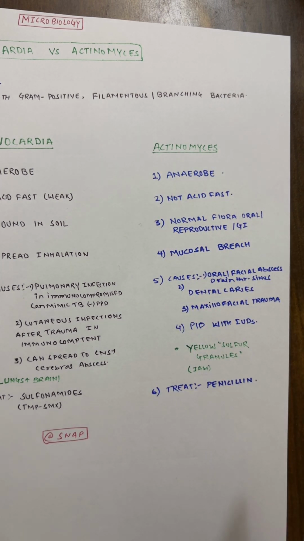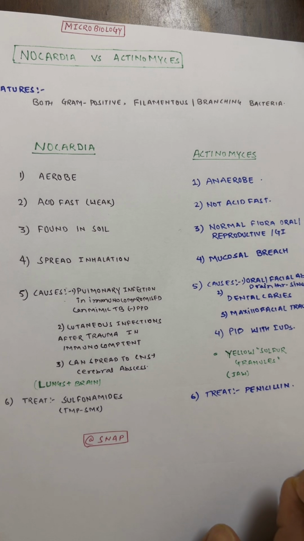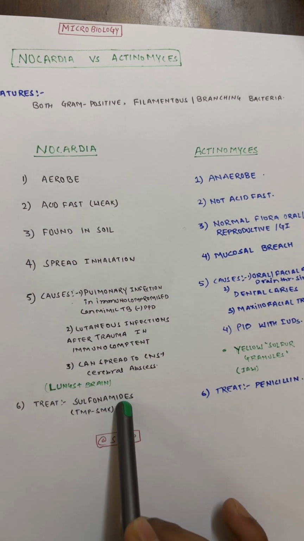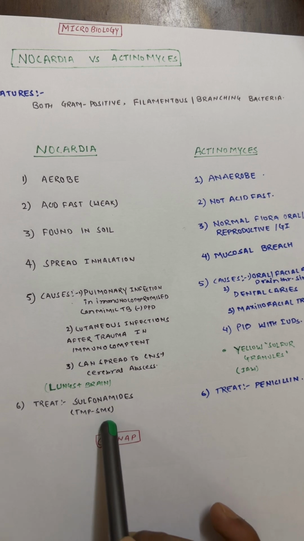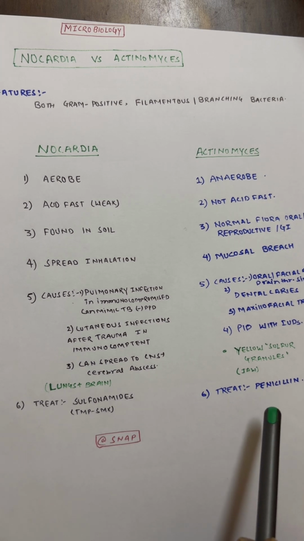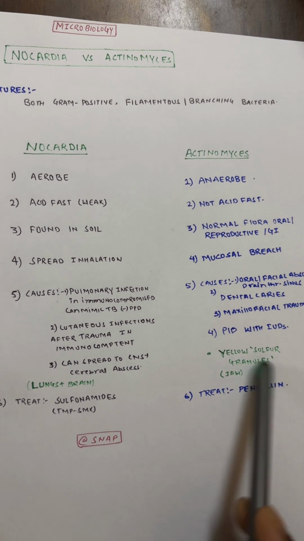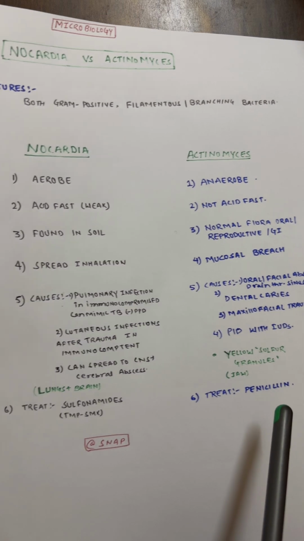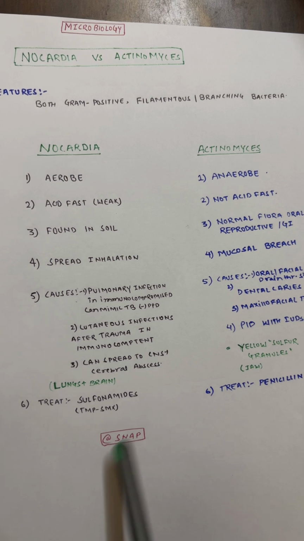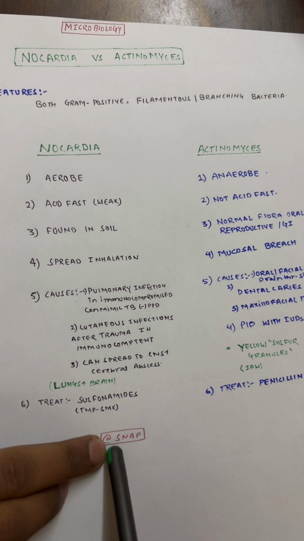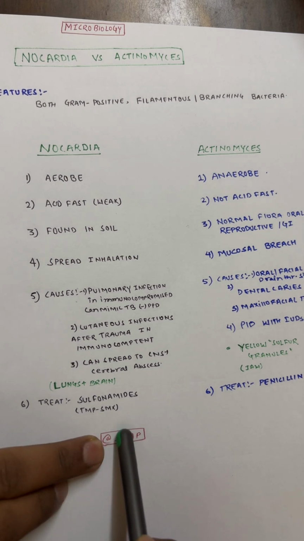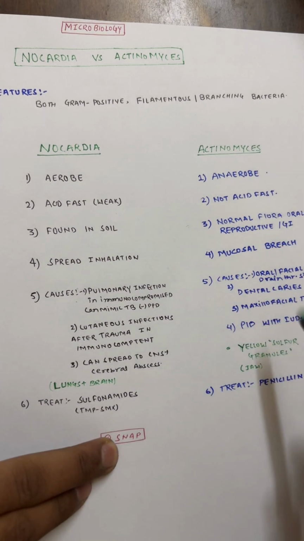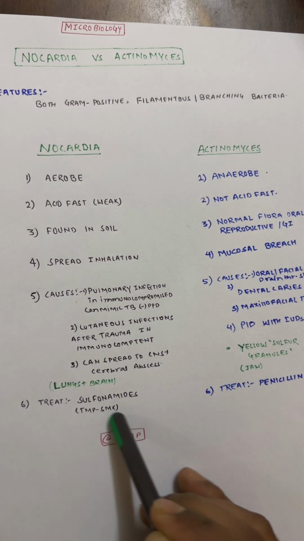Now we'll come to the treatment part. We treat Nocardia infections with sulfonamides, that is trimethoprim-sulfamethoxazole, and we treat Actinomyces infections with penicillin. We can remember this with the mnemonic SNAP. S is for sulfonamides in Nocardia, that is SN, and AP is Actinomyces with penicillin. So remember this buzzword, SNAP.